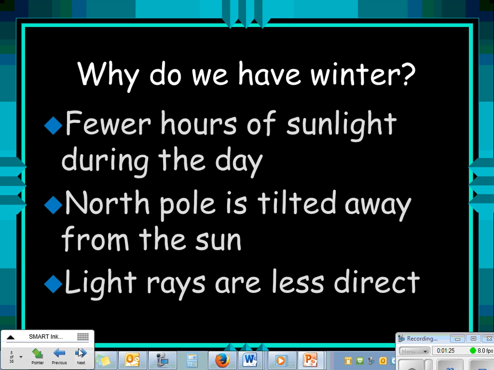Why do we have winter? There are fewer hours of sunlight during the day. The North Pole is tilted away from the sun, and the light rays are less direct. So I have a picture coming up in the PowerPoint that shows if you have sunlight directly hitting, it's very concentrated, it's brighter, therefore it would be warmer. But this is winter, so the light rays are scattered more, which makes it cooler.